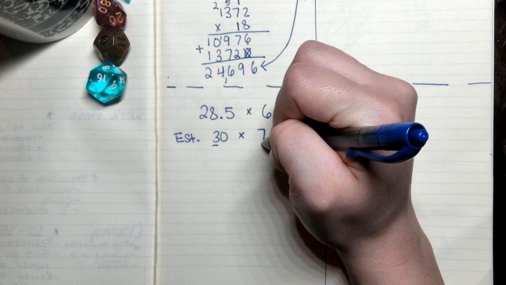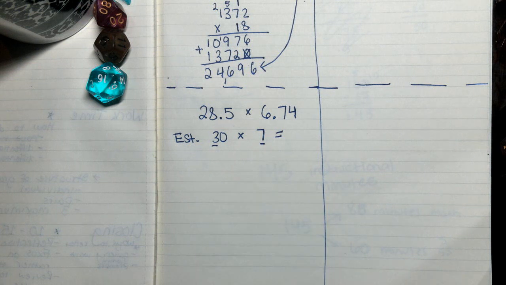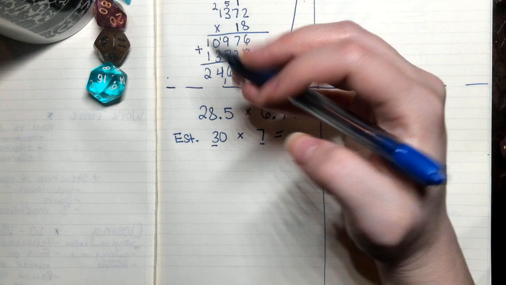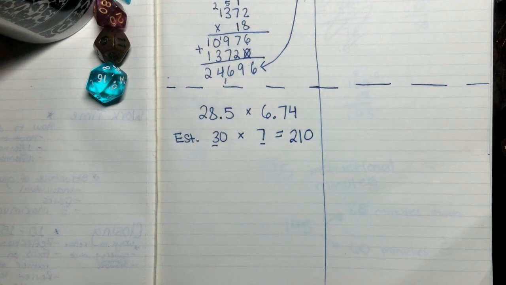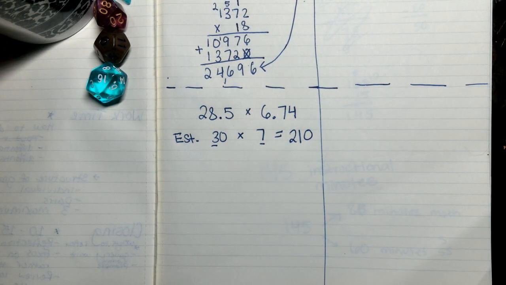Remember the trick from last time? You might be thinking, I don't know what 30 times 7 is. You really do, because you need to utilize this trick. It's not really a trick, but you get it. 3 times 7 is 21, and then add the 0. Okay, so we have our estimate.